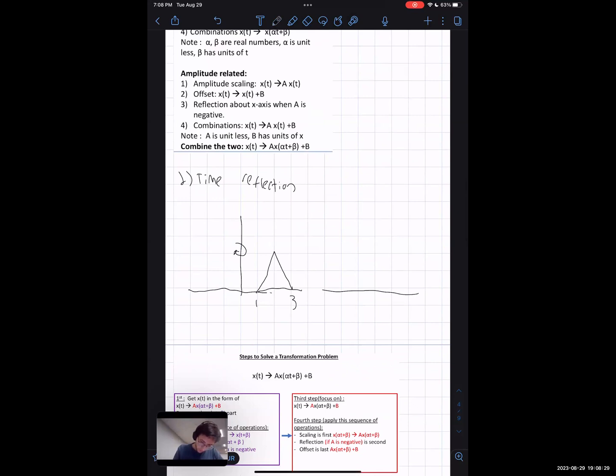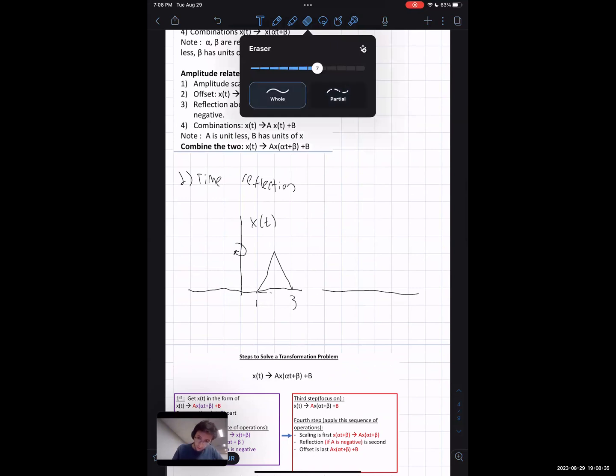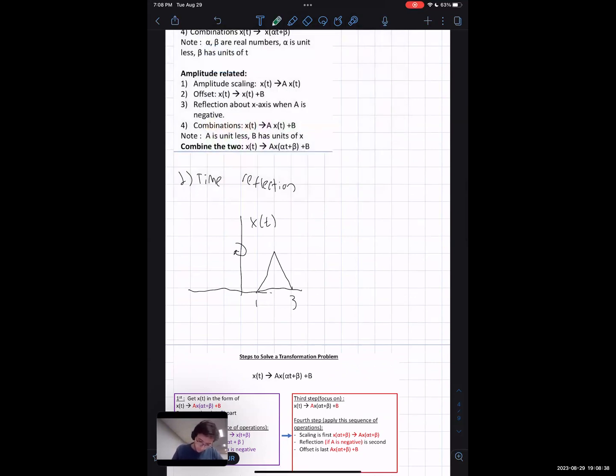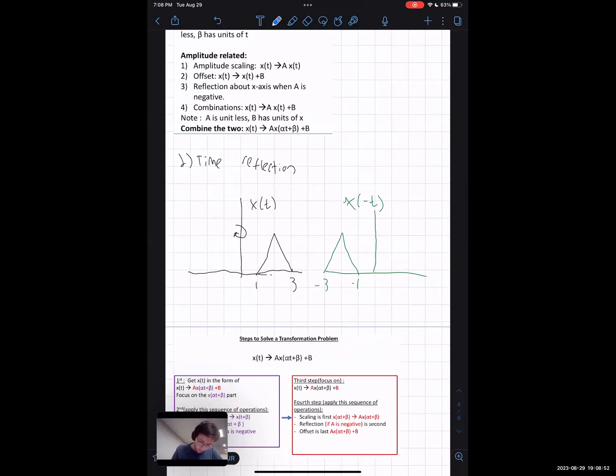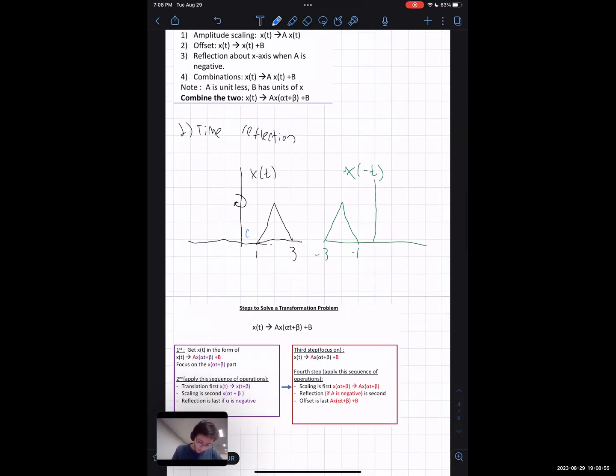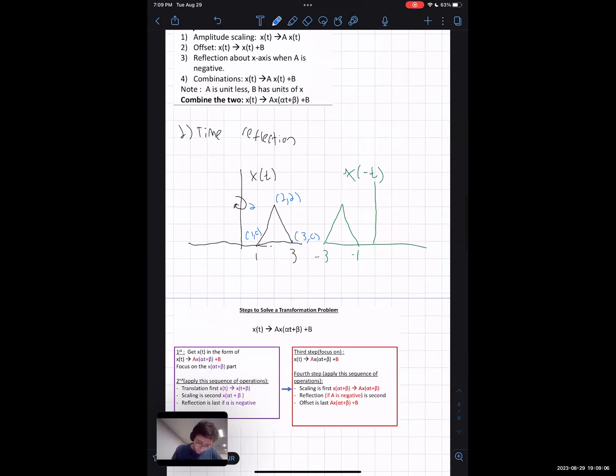right? So if this is x of t, this might be x of negative t, right? Here, this is going to be -1, -3, and like that. How I might solve this is doing that same exact thing: try to isolate these nodes or points and then play connect the dots. So if we have 1, 0, we want to call this 2 maybe, then we have 2, 2, and then we have 3, 0. We're basically just multiplying all these by -1.